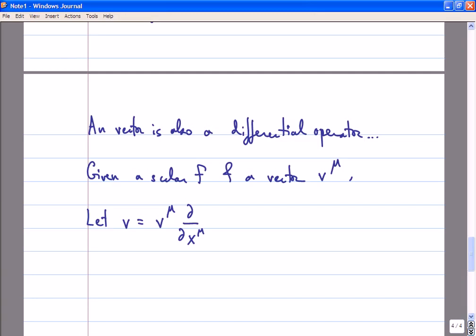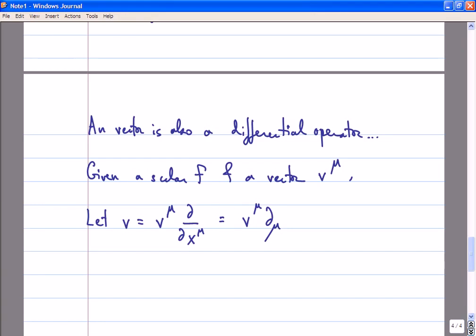Remember my rule that whenever we have an upper index x mu in the denominator of a derivative, we treat that as a lower index. So the symbol that I have written here, v mu d by dx mu summed over mu, is consistent with the Einstein summation notation. And in general, I will be lazy when I write this, and I'll often just write this as v mu d mu. So d mu is just shorthand for d by dx mu.